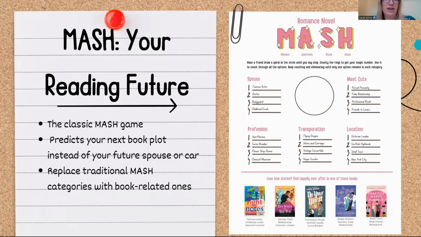I think it's a great way to have a conversation about likes and dislikes. For example, they might end up with the flying dragon for their transportation, and that could lead them to talk about how they love fantasy, they're not interested at all, or maybe they're willing to give it a try. And then along the bottom, I just added in some recommendations and the specific tropes that they have.